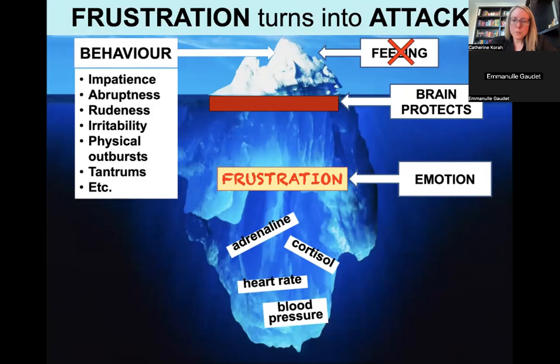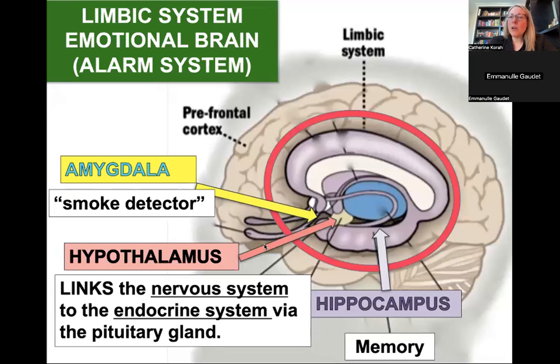And so the words will only come if you've got the feeling. So what happens on a chemistry level is that when the amygdala gets kicked off because of the frustration, the amygdala will send a signal to the hypothalamus, and the hypothalamus will orchestrate, through the endocrine system, the sympathetic nervous system. And that's what we call the fight, flight, freeze response.